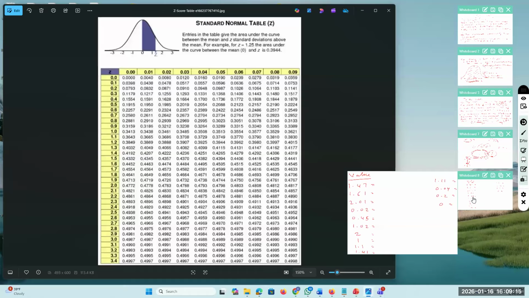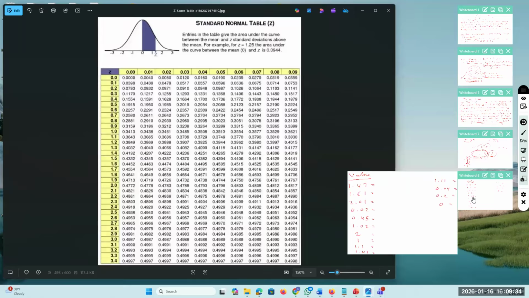2.01. Yes. 2.01 is 0.4826. 0.4826. 0.48.